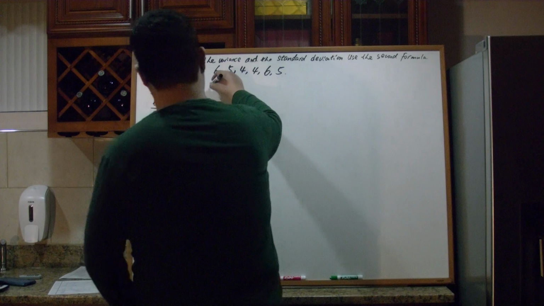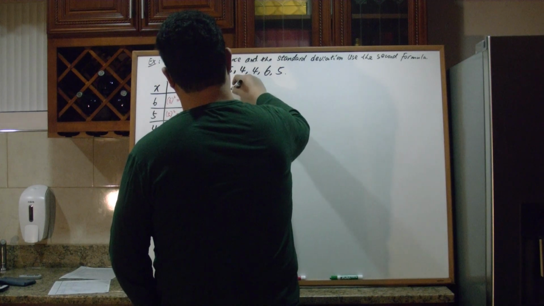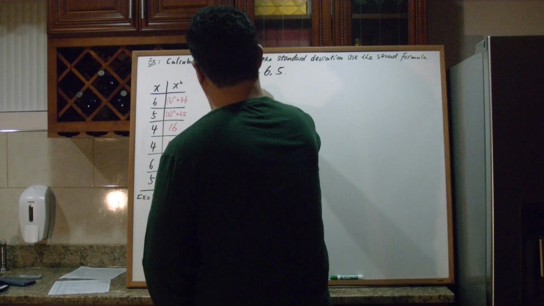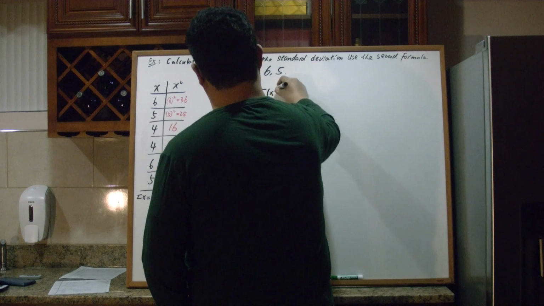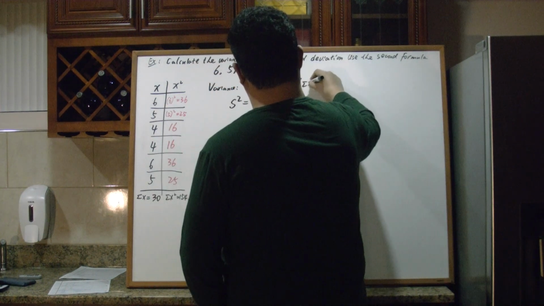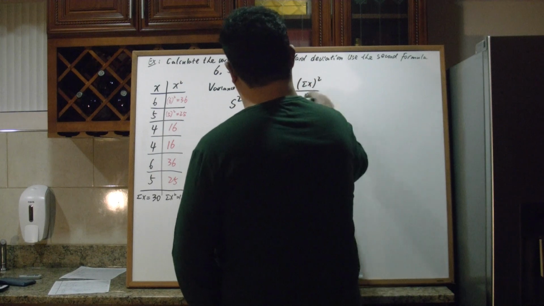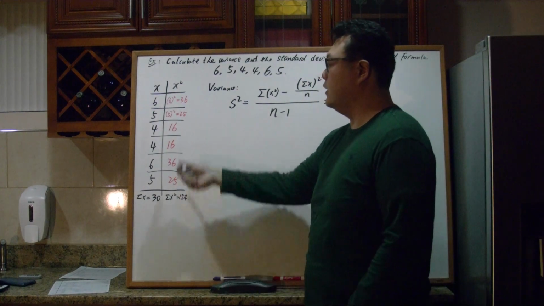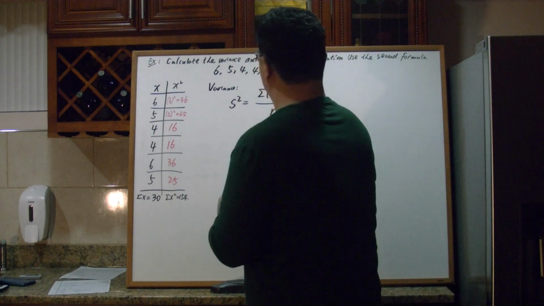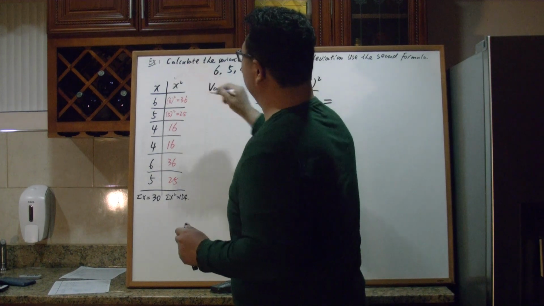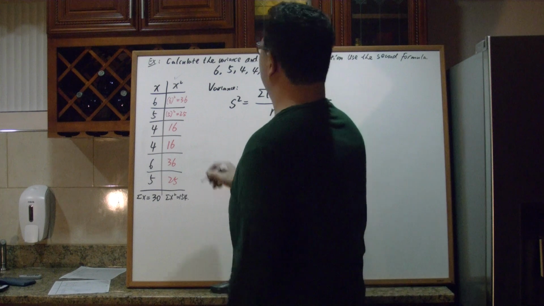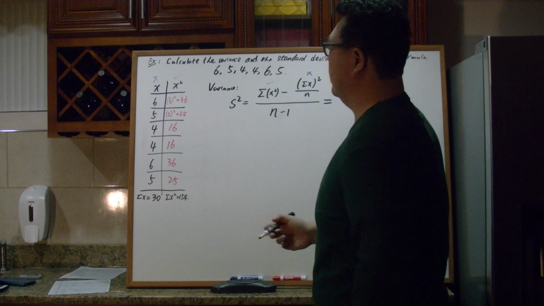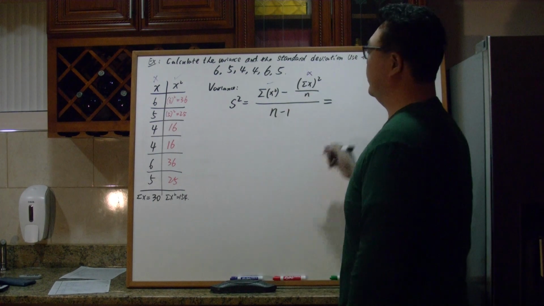And then to compute our variance, variance is the sum of x squared minus the square of the sum of x over n, divided by n minus 1. The sum of x squared is the second column, and the sum of x is our first column here. So don't be wrong. Also, the numerator still has to be not negative.